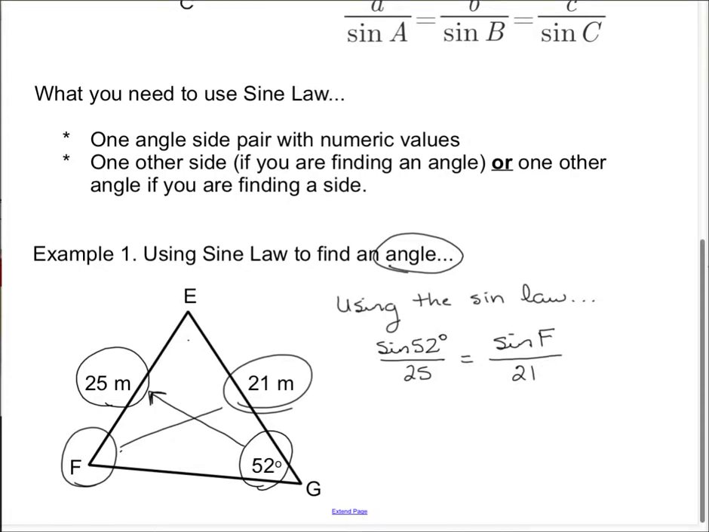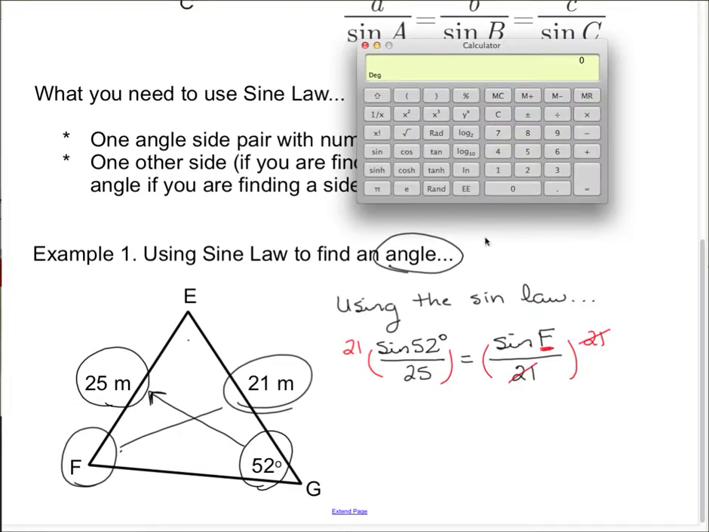Now, what I want you to notice is we want to get this F by itself. I'm going to underline that in red. So I need to get sine F by itself first, and I'm going to do that by isolation. I multiply both sides by that 21. So if I multiply both sides by 21, it disappears over here. Now remember that sine 52 is just a number. I'm going to pull that up on the calculator because I have to find the sine of 52, then I have to multiply it by 21, and then I have to divide it by 25. That's what all of this means. 21 times the sine of 52 divided by 25.